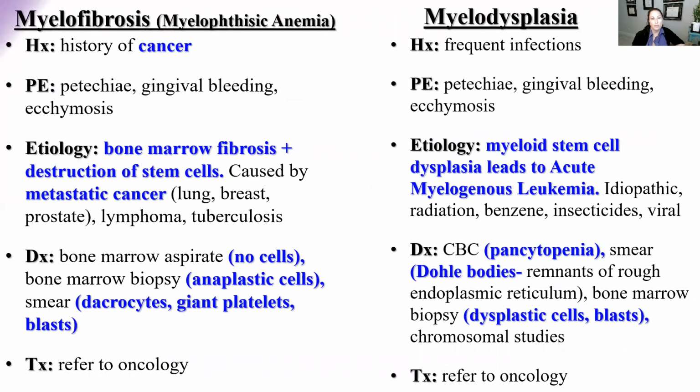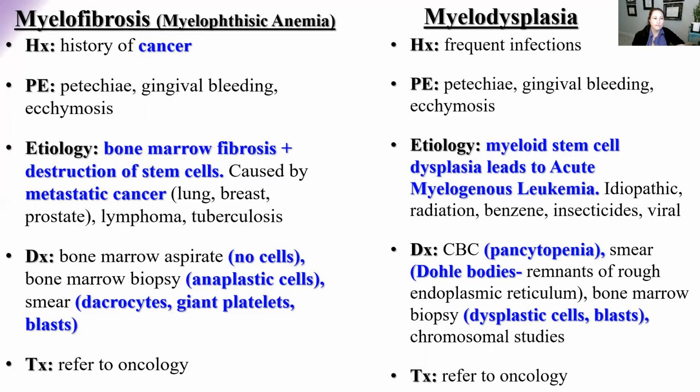Next, we'll talk about our myelodysplastic syndrome. So we have myelofibrosis and myelodysplasia. In both of these, a lot of it has to do with the fact that this factory is being shut down for some reason. It's functioning improperly. In myelofibrosis, they typically have a history of cancer because it's caused by metastatic cancer. Both of these can cause petechiae, gingival bleeding, and ecchymosis, and that's in relation to those platelets being decreased. So history of cancer, think myelofibrosis.